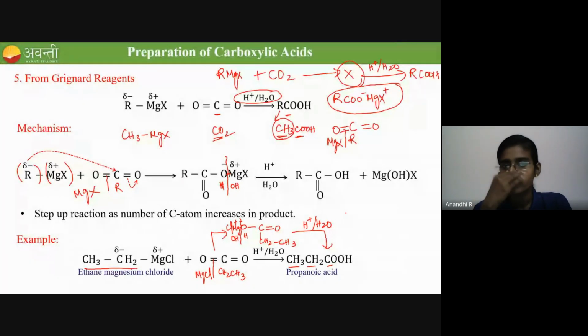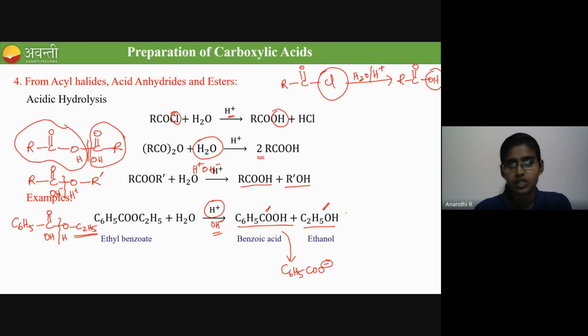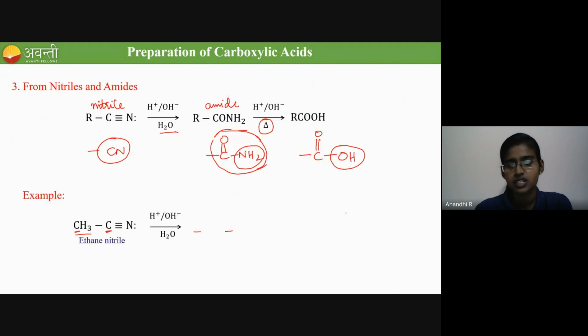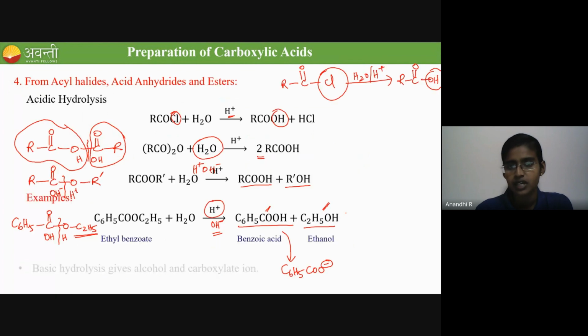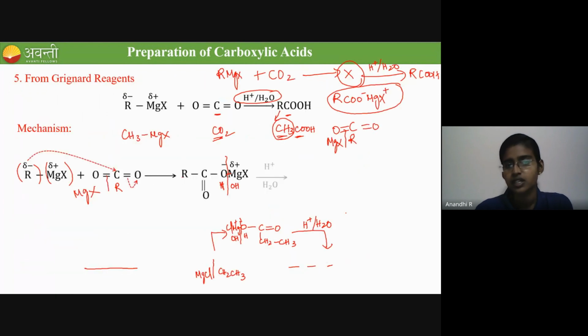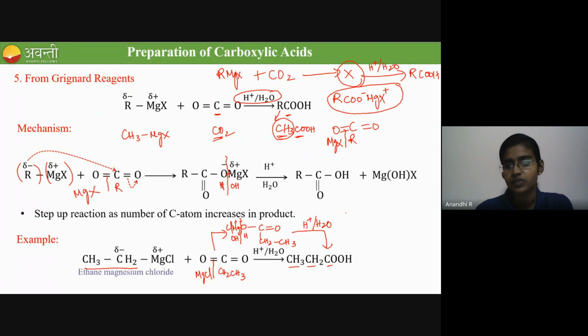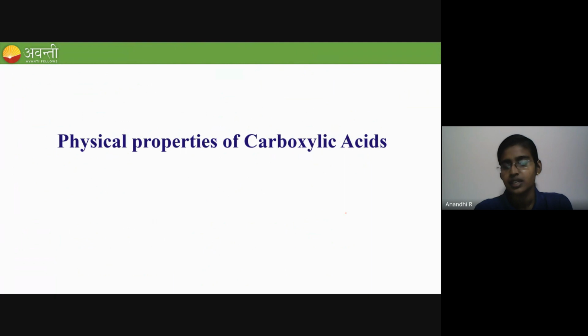So these are the 5 preparations for the preparation of carboxylic acid. First we used oxidizing agents, secondly alkyl benzenes, and the third reaction was from nitriles and amides. Fourth is from acyl halides, anhydrides and esters, and fifth is from Grignard reagent. Okay. So next we are going to see the physical properties of carboxylic acids.